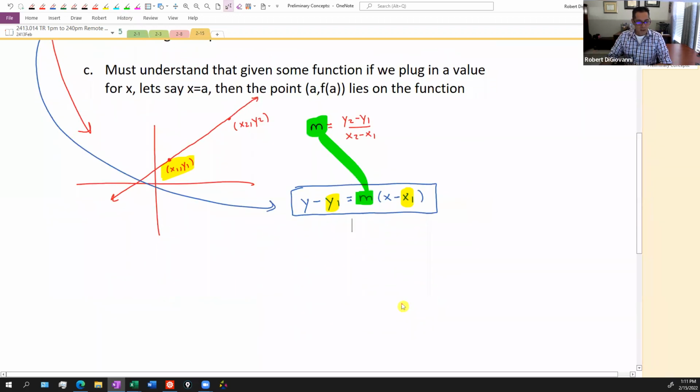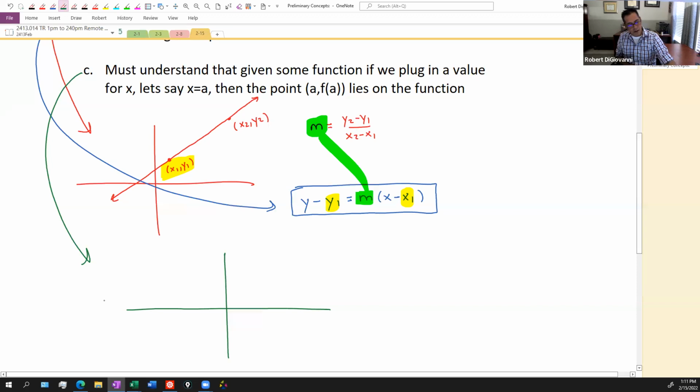The last thing that you need to be comfortable with, this part C, is that if you're looking at a function, let's say you have some function here called f, and you take some arbitrary point on the x-axis, let's call it a, and plug it into that function, you get a point on the graph. And that point has an x coordinate and a y coordinate. The x coordinate is the a, because that's how far you moved over. And the y coordinate is what you get when you plug a into the function. Right? It's f of a.